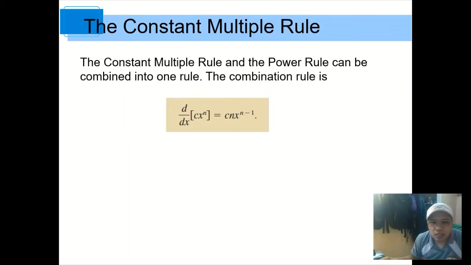So, that is the constant multiple rule and the power rule can be combined into one rule. The combination rule is c x raised to n, so c n x raised to n minus 1.